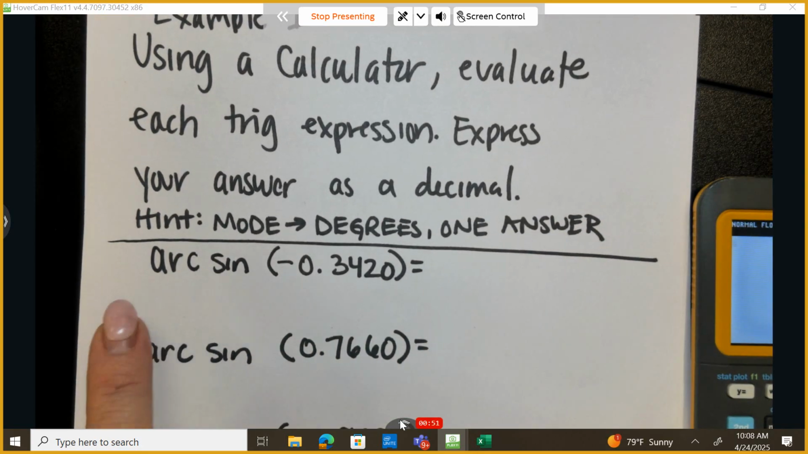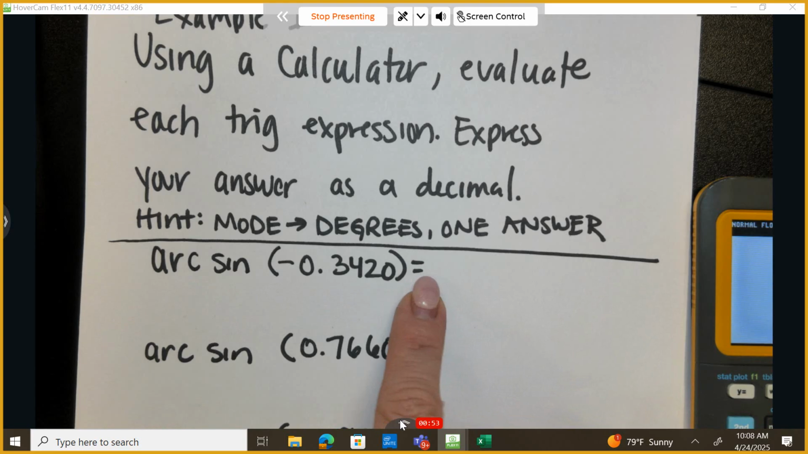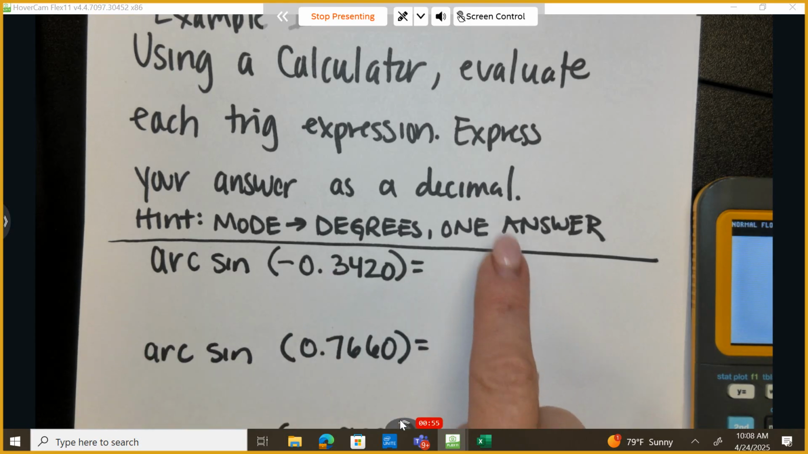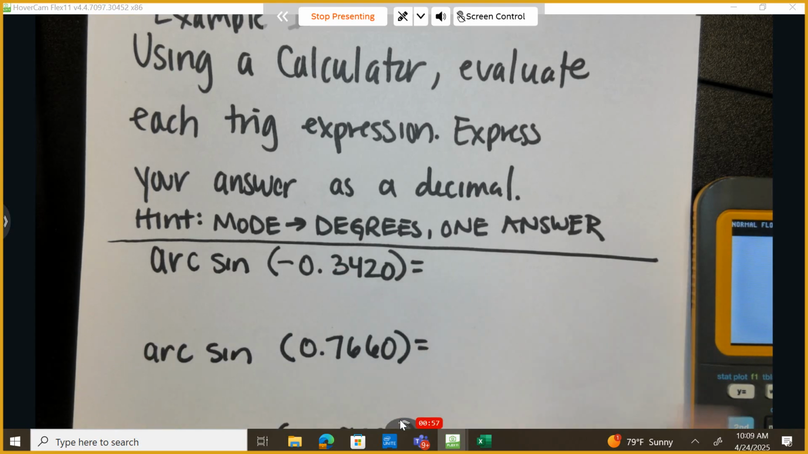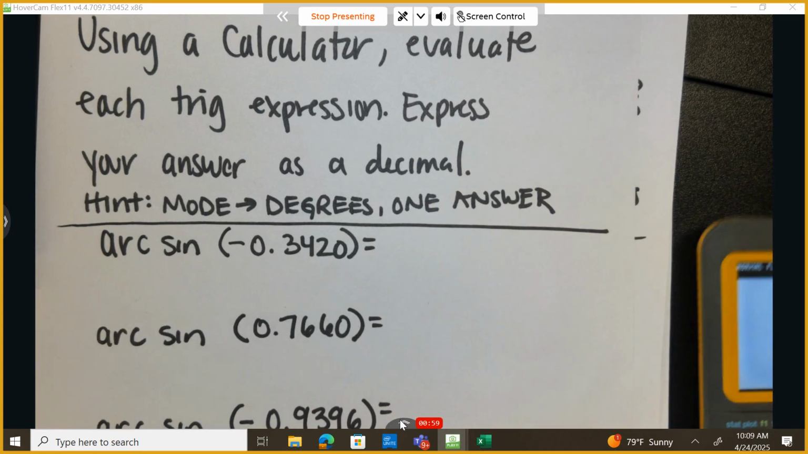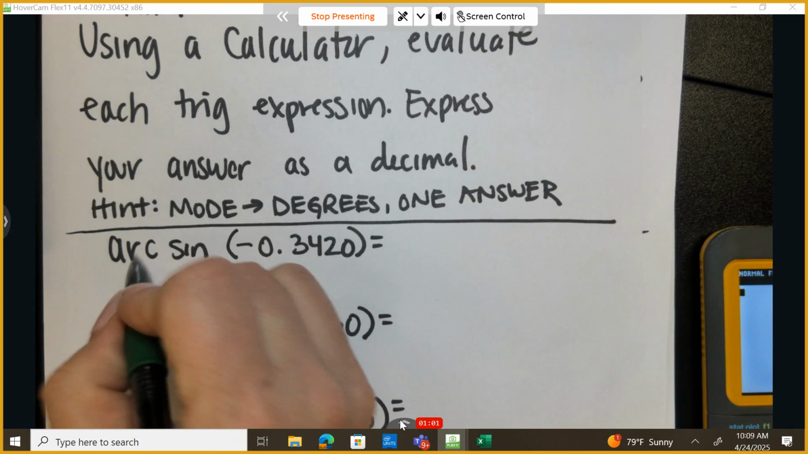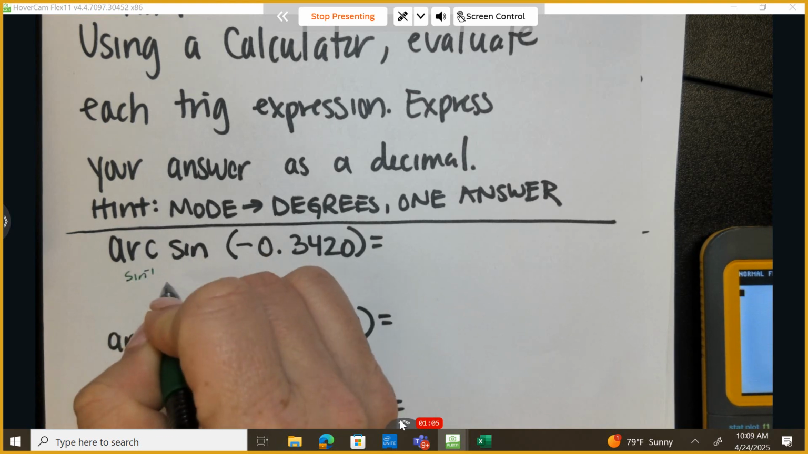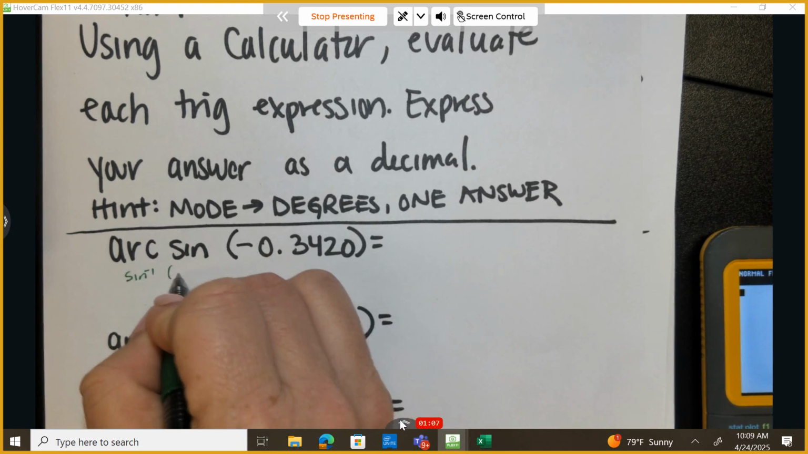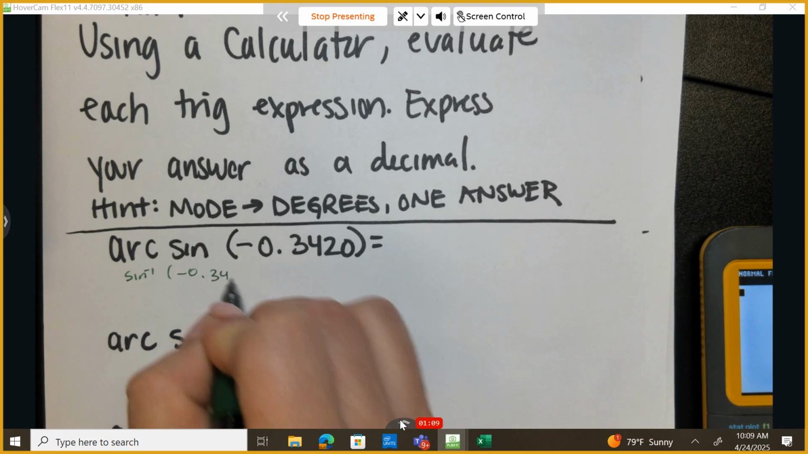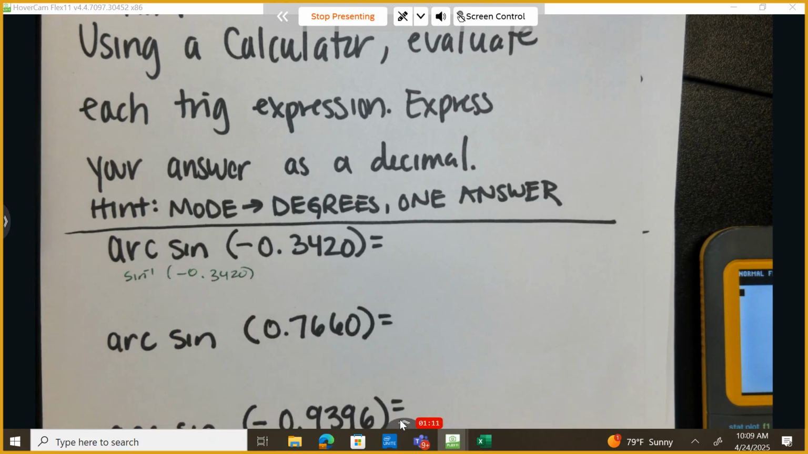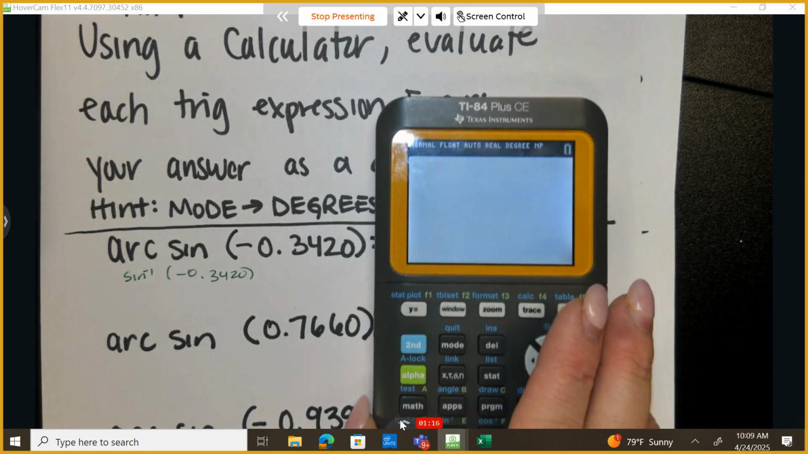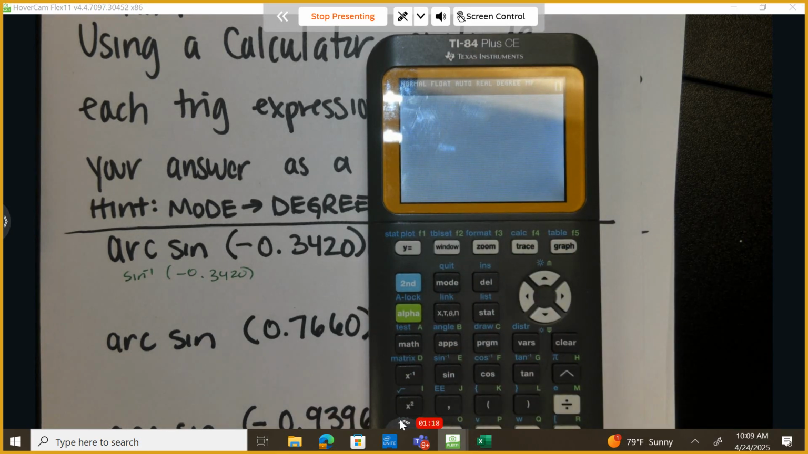All right. So what we're going to do right now is we are going to find one answer that satisfies this. Another word for arc sine, please write this underneath this. Please write another word is inverse sine. Inverse sine is another way to write arc sine. The reason I tell you that is that when we use the calculator, there's no button that says arc sine.